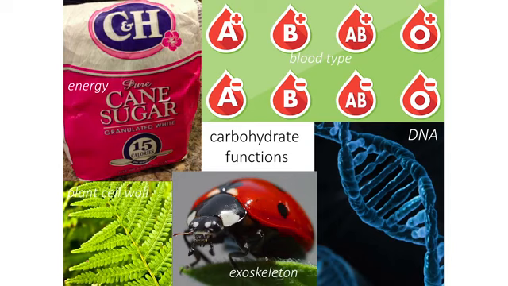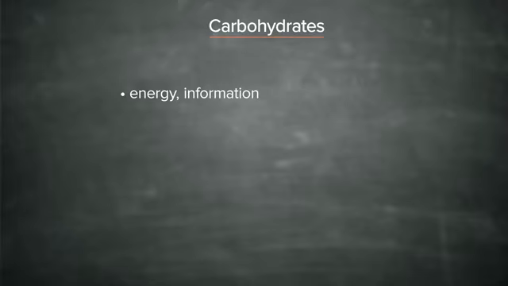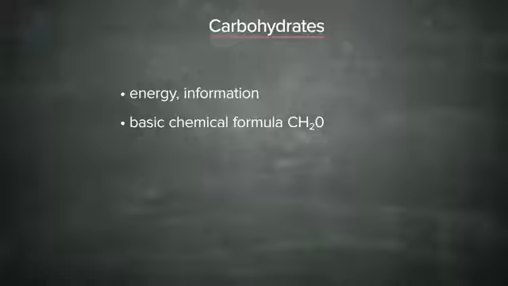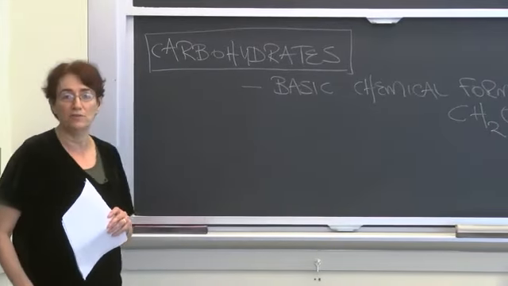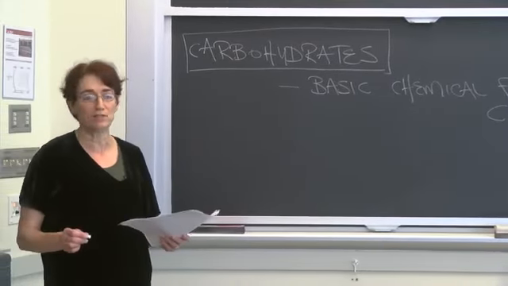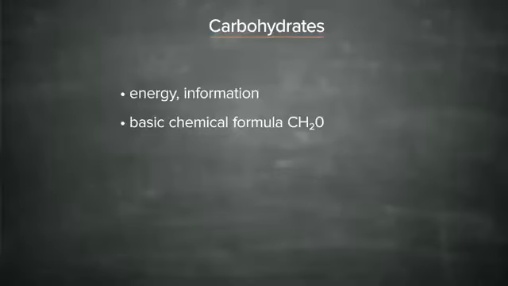They do things like build the cell walls of plants and the exoskeletons of insects that protect them. And as we'll talk about in a little bit, they are an essential part of the genes of the DNA. Carbohydrates can be recognized by their basic chemical formula, CH2O. And if you're trying to recognize whether it's a carbohydrate, you can count up the carbons, the hydrogens, and the oxygens, and you should be able to tell.